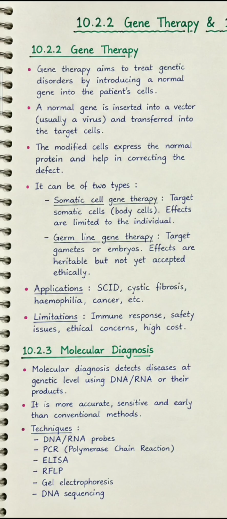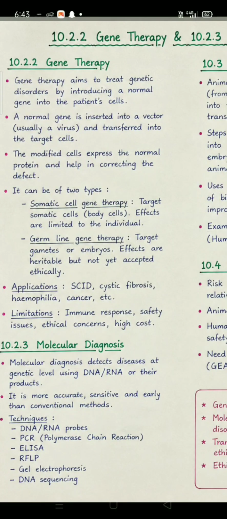Further techniques are DNA or RNA probes, PCR, ELISA, gel electrophoresis, DNA sequencing, and RFLP. A single stranded DNA or RNA tagged with a radioactive molecule, called a probe, is allowed to hybridize to its complementary DNA in a clone of cells, followed by detection using autoradiography. The clone having the mutated gene will not appear on the photographic film because the probe will not be complementary to the mutated gene.